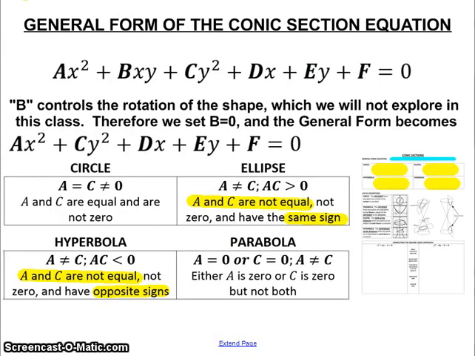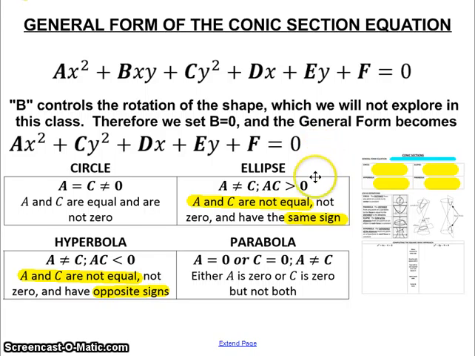Conic sections are described by an equation that you see right here, and this equation is the same for each of the four shapes. What makes the four shapes different is the values of these coefficients A, B, C, D, E, and F. Now the coefficient B, which multiplies this x times y term here, controls the rotation of the shape, and we're not going to explore rotated conic sections. So we're going to set B equal to 0, which effectively takes this out of the picture. And so the equation that we're going to be working with is this one right here.